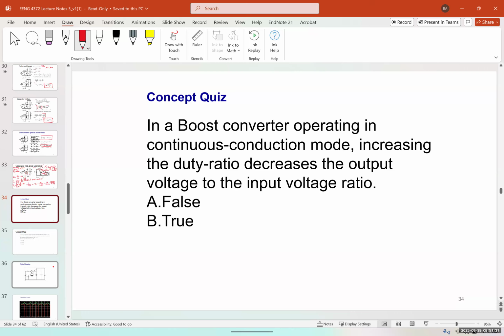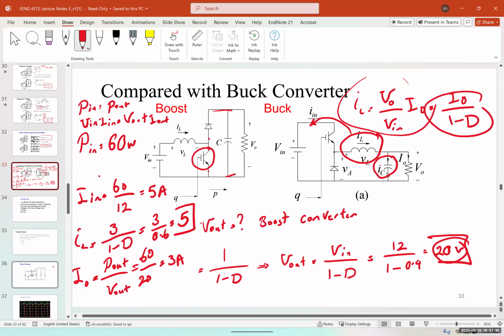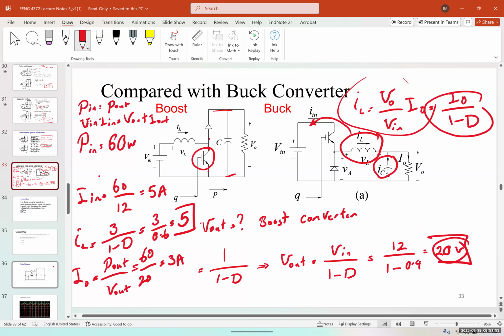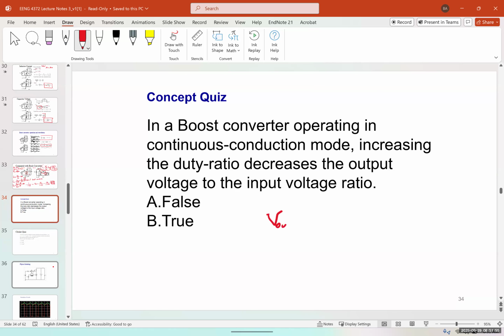So in a boost converter operating in continuous conduction mode, increasing the duty ratio decreases the output voltage to input voltage ratio. Is it true or false? Again, V out over Vin, going back to the equation, is 1 over 1 minus D.